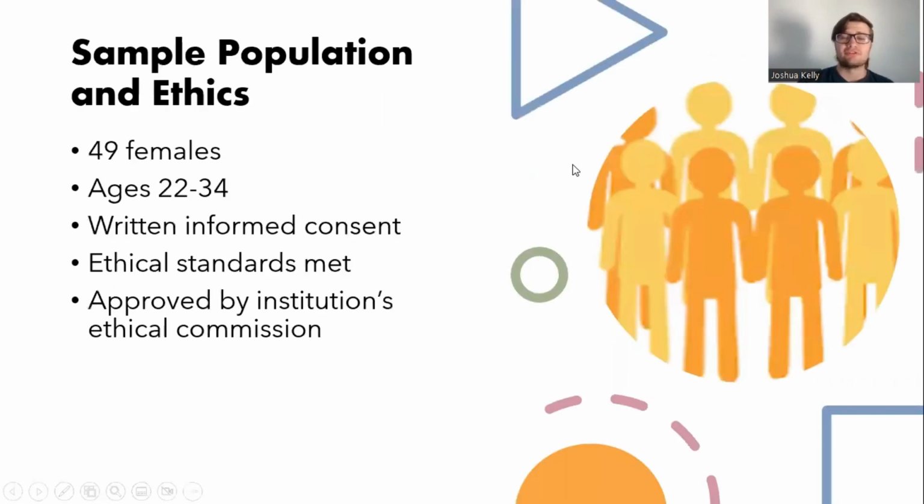Beginning with sample population ethics, we looked at a sample population of 49 females, all between the ages of 22 to 34. We did this so that we would avoid any variances that might occur due to differences in gender or age. I also made sure to obtain written informed consent from all participants, and all ethical standards were met and approved by our institution's ethical commission, and we're all within the Helsinki Accords and any amendments following.